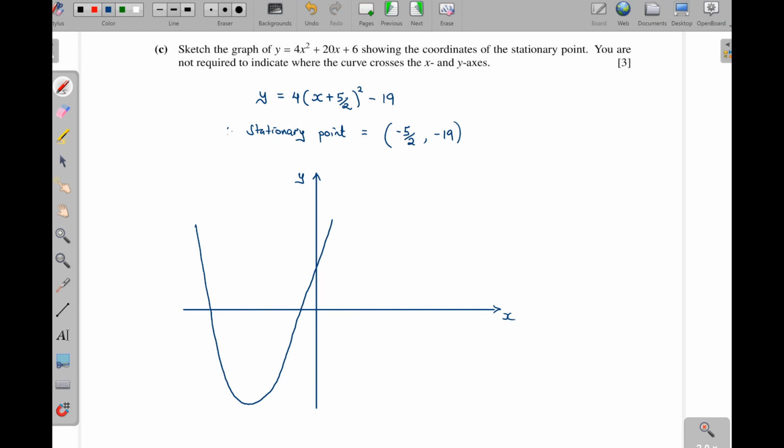That is that. Then you indicate the what? You indicate the stationary point, negative 5 over 2, and then negative what? 19. So you can tell them that this is negative. Okay, this is negative 19 here, and then this is negative 5 over 2. This is a 0, and that is that.